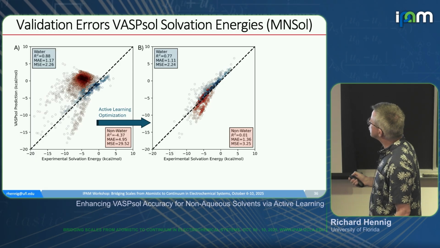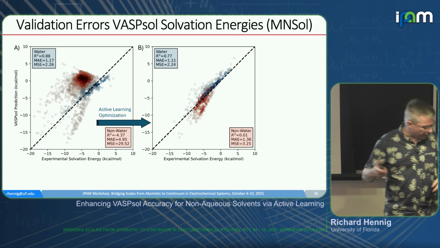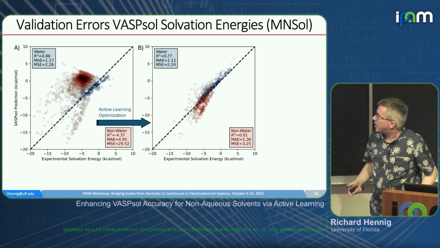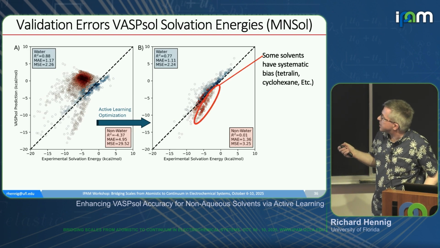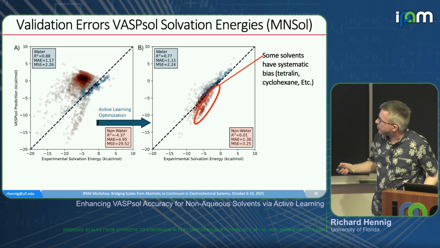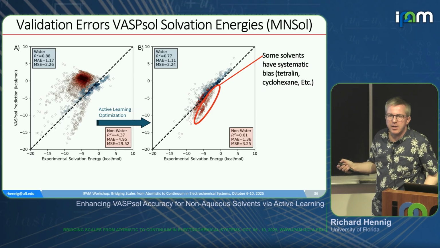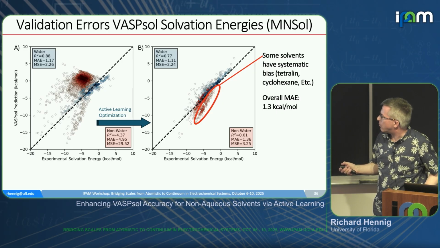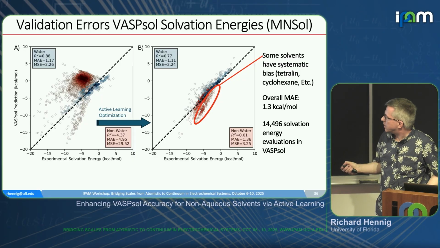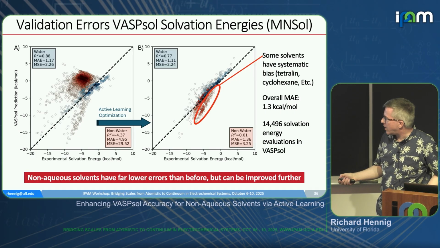So we really have a much better shot of describing non-aqueous solvents after going through that system. There are some systematic errors. We've actually looked at some of these, and we're trying to figure out why some of them actually fall on a line which looks a little off here. And it may well be that the VASPsol model just doesn't have enough parameters to describe that well. So the overall MAE is now 1.3 kilocalorie per mole for everything. And at this point, we ended up having to do 14,000 solvation energy evaluations in VASP. So a reasonable number. So far lower error before, but clearly there's further improvement needed.